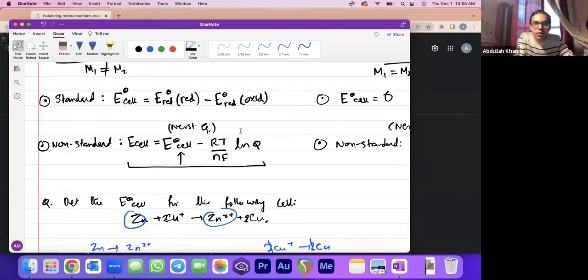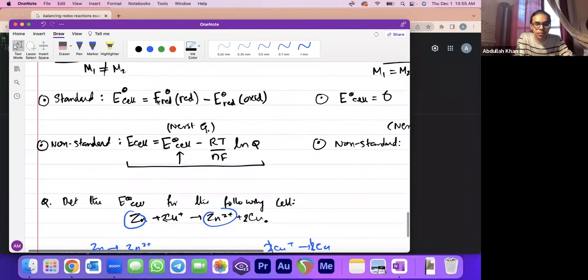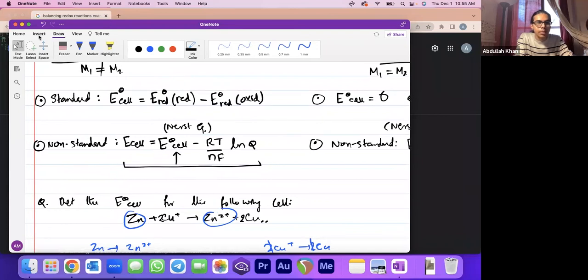Whoops. Yep, all good. My OneNote keeps acting up. I have no idea why. Great.